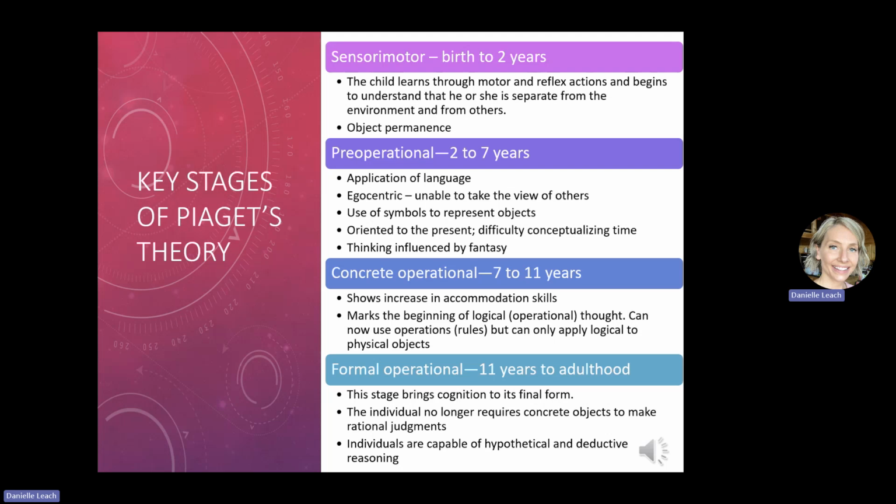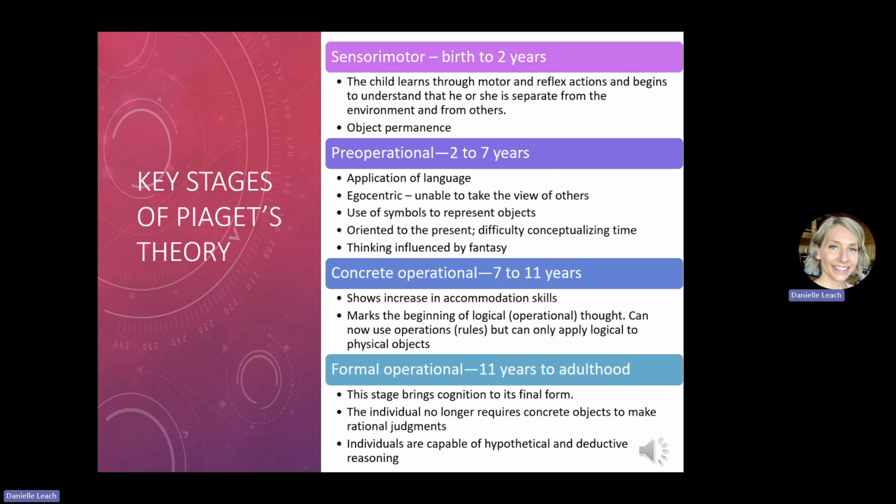They also start to use symbols to represent objects. So for example, they pick up a book and they pretend that that is a phone. It could also mean that they can understand a stop sign, even if they can't read the word stop on it. They recognize that symbol means stop.